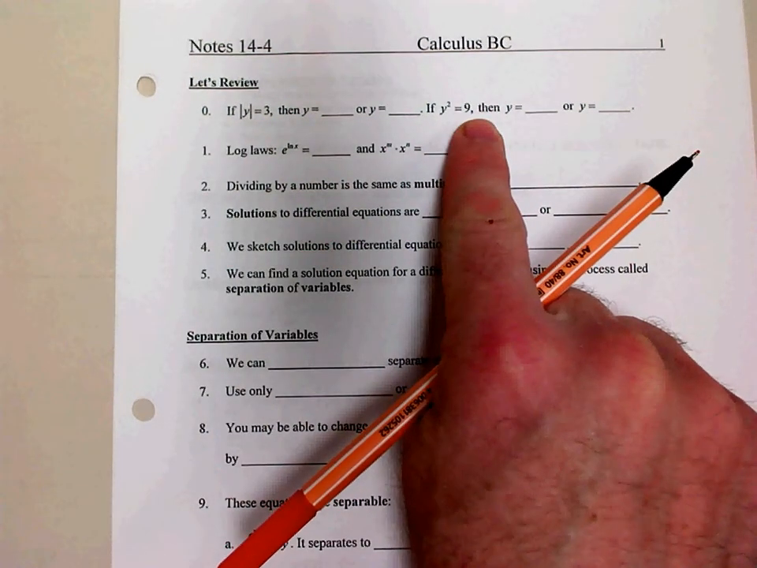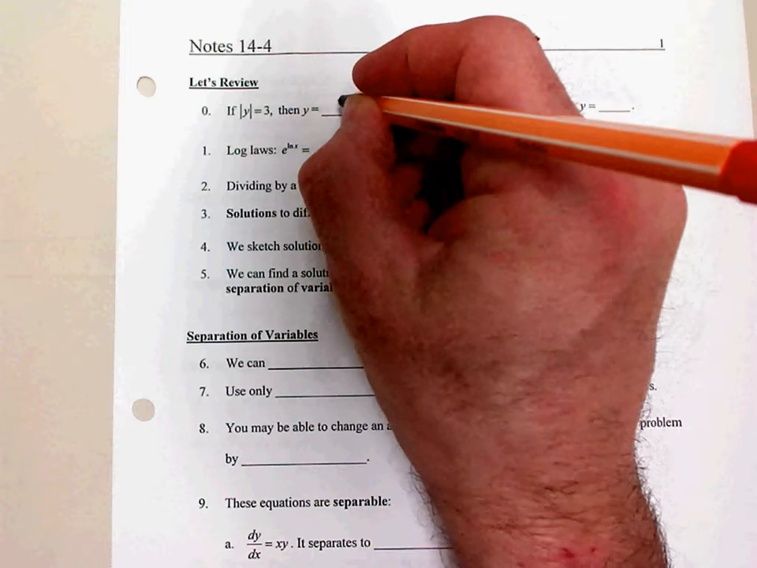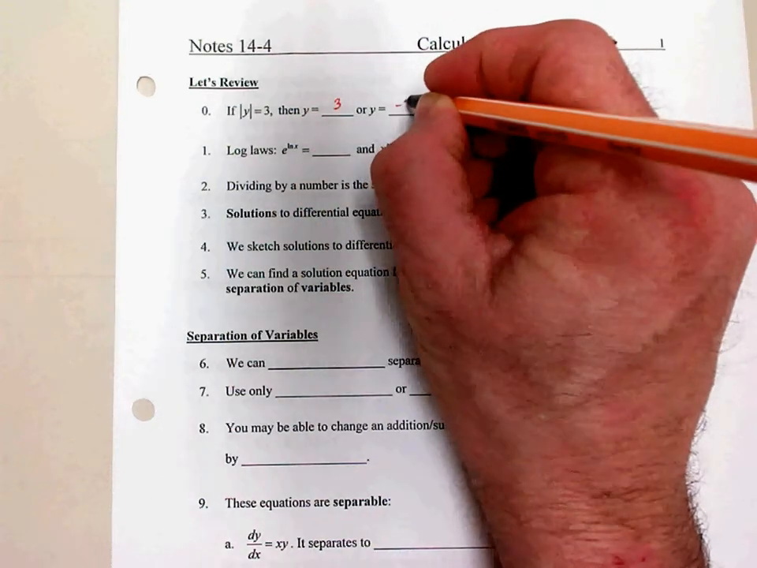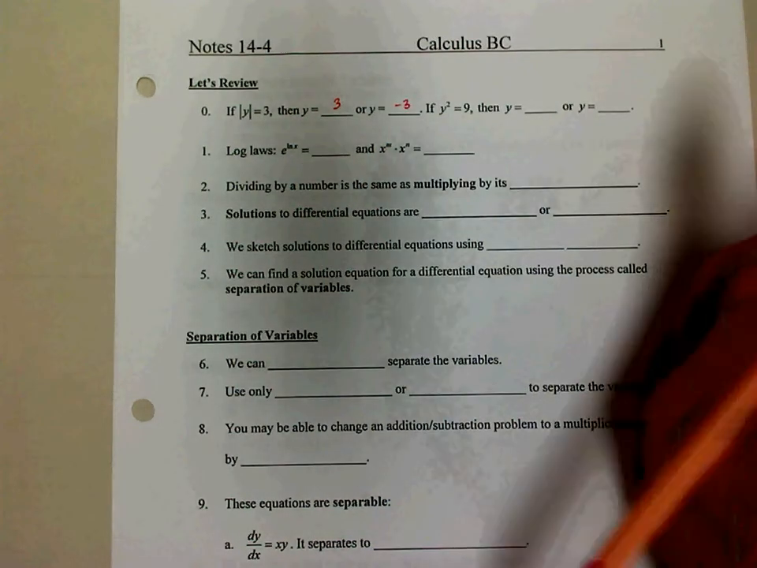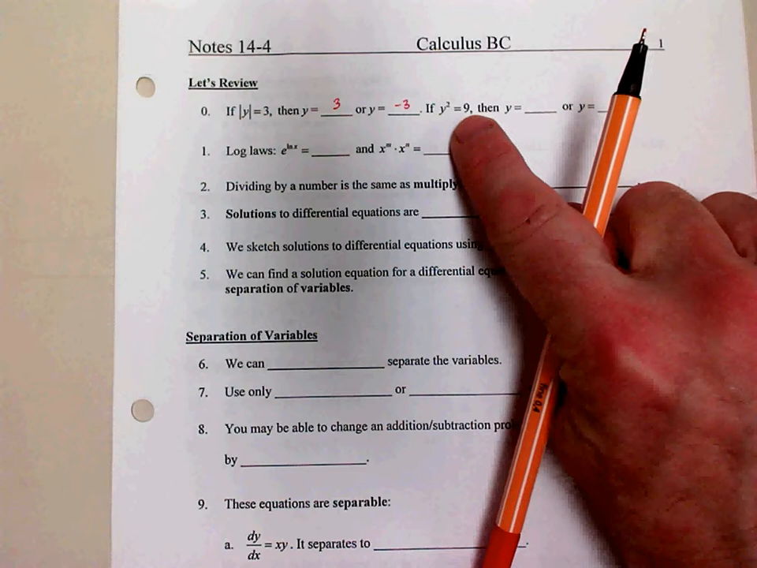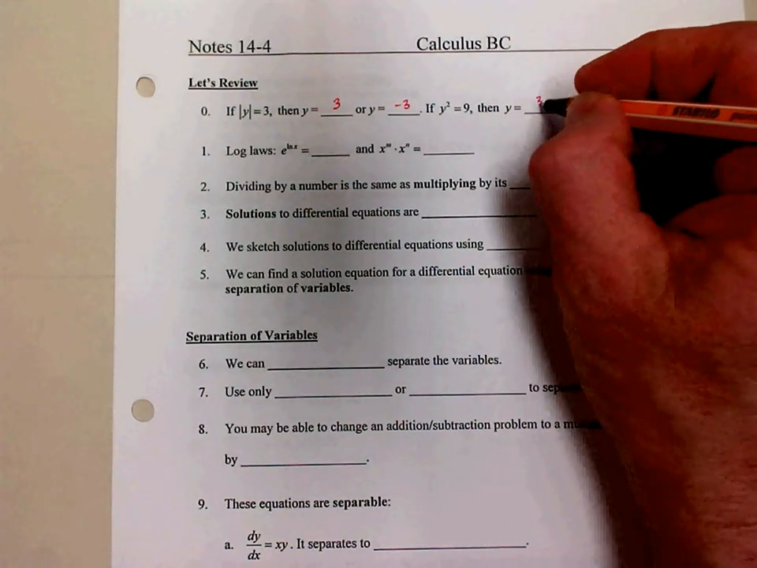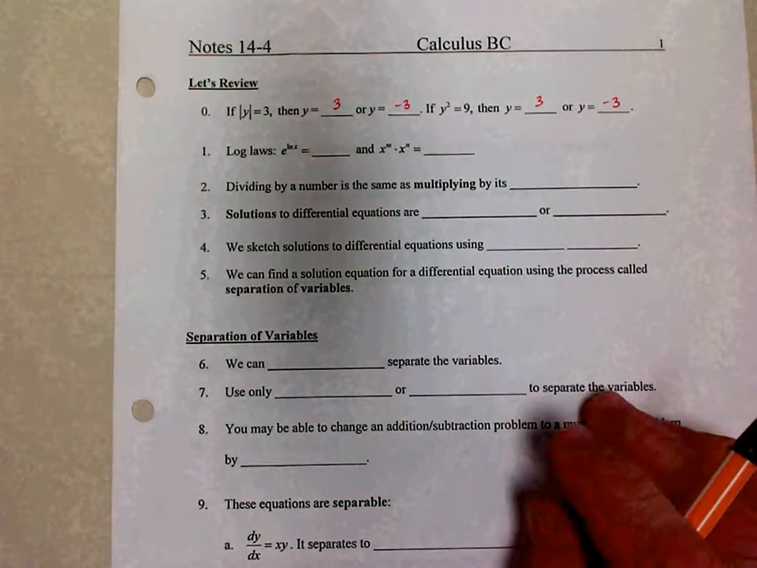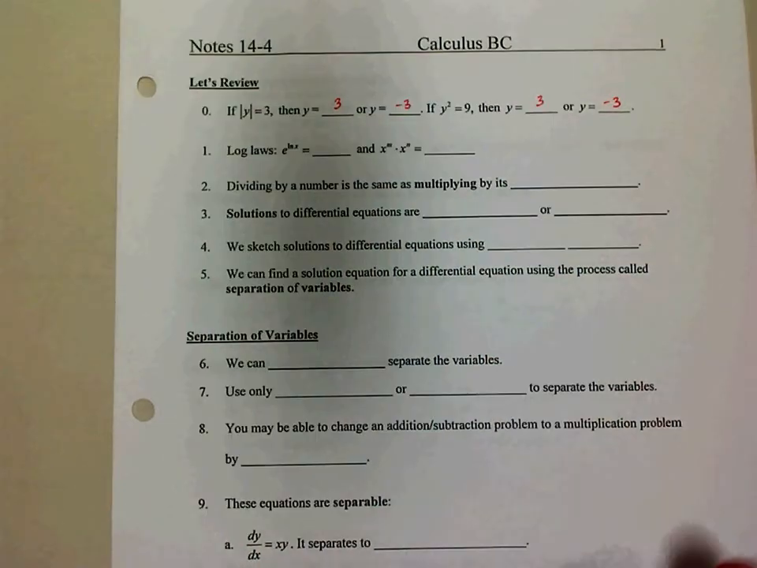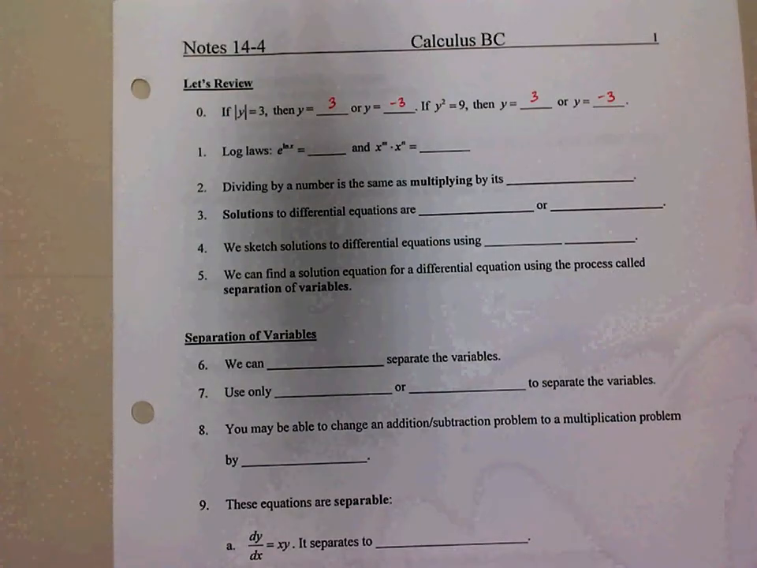Absolute value of y equals 3 means that y could be 3 or it could even be negative 3. Reminder, when we look at y squared equal 9, y could have been 3 or could have been negative 3. We're going to use some of those facts later on in our application. So let's just bring back some good memories to help us.